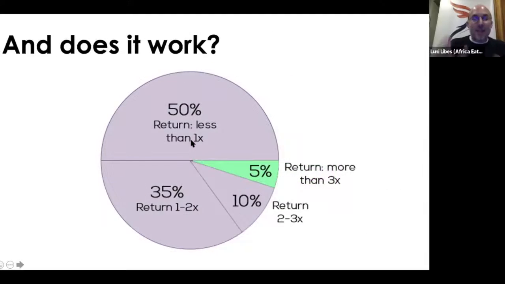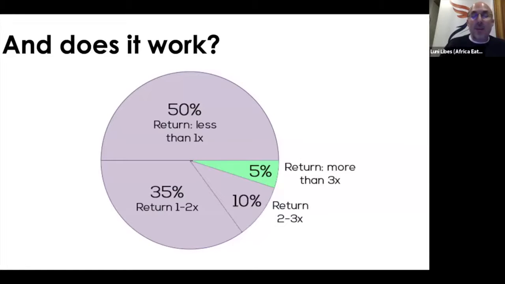I don't have the citation on here, but fewer than half of the VCs out there. This is real data. It's very hard to find. Half of the professional VCs out there did not return 1x on their fund. Another 35% didn't return 2x.